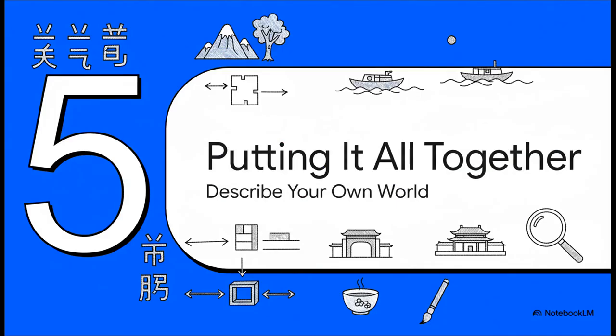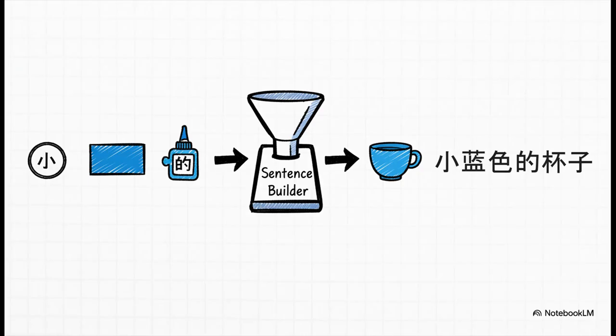Wow, we've covered a lot of ground today. Everything from ancient pictures inside characters to the nitty-gritty of grammar, all the way to some really deep cultural ideas. So now let's bring it all together and give you the tools to start using this on your own. All right, here's that blueprint one more time. We've totally mastered the big red apple. So what if we wanted to describe a small blue cup? We just follow the formula.